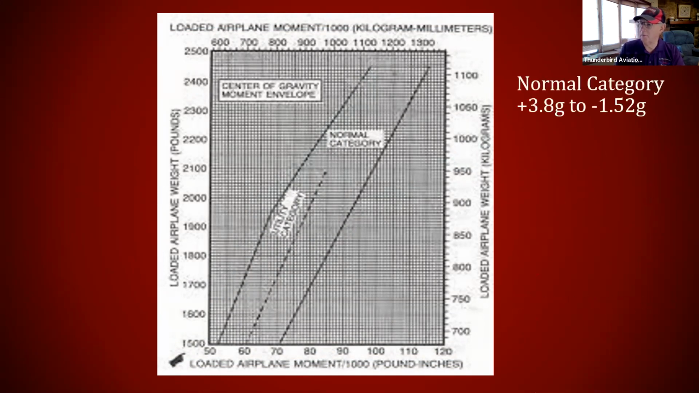The normal category, just a reminder, is a category of aircraft that allows you to fly to a positive 3.8 Gs or to a negative 1.52 Gs in some airplanes. The Piper airplanes don't like you to go negative, or they haven't tested it to the negative side, so there's 3.8 down to 0. But I remember the Cessnas were 3.8 positive to a negative 1.52.